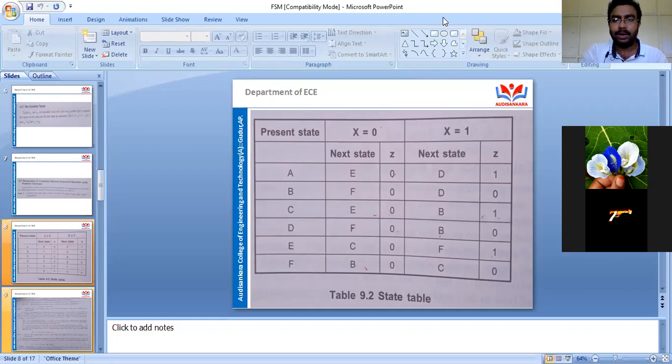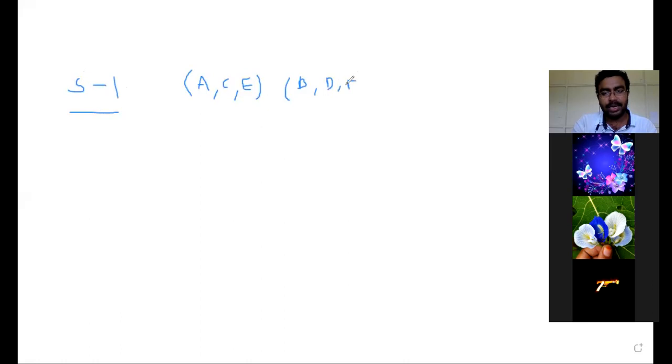Now let me take the white screen to explain this. Students, in step one, I'm taking my groups from your state machine. I'm making A, then C and E as a single group, and I'm making B, D, and what is the other state, students? F, sir. F as a group. This is your step number one, students.